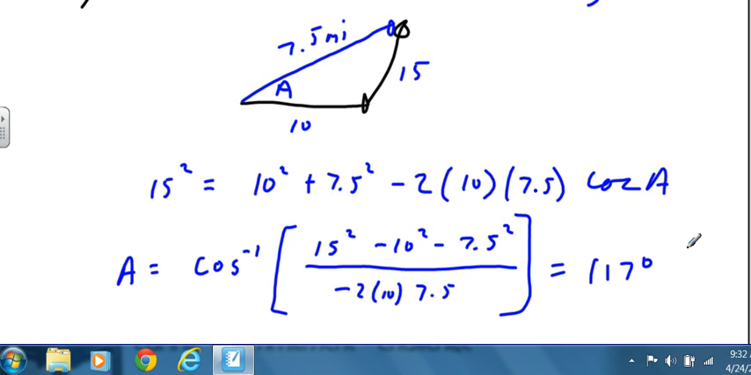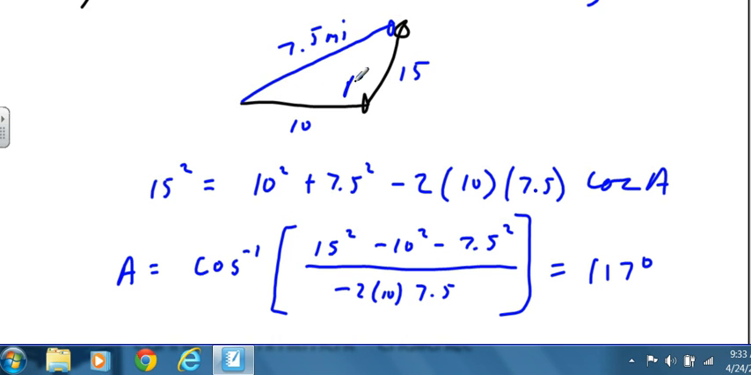Did I do that wrong? I think I did that wrong. Find the angle between the two original displacements. Oh, bummer. Tell me that the angle isn't there.